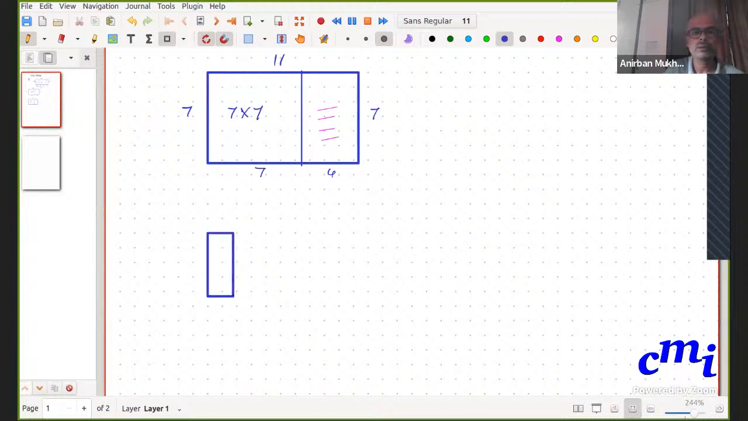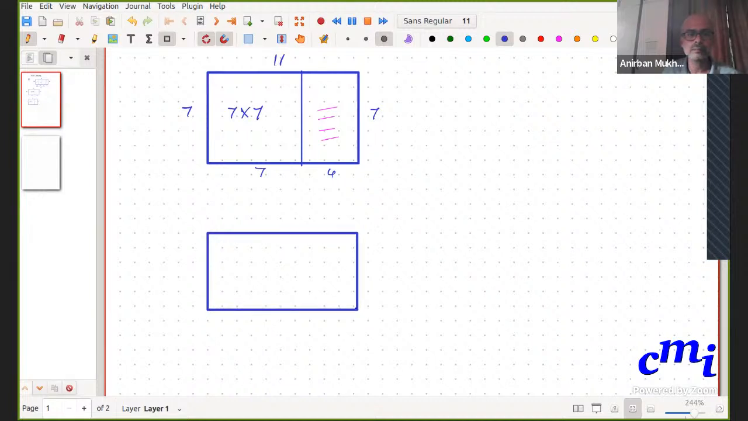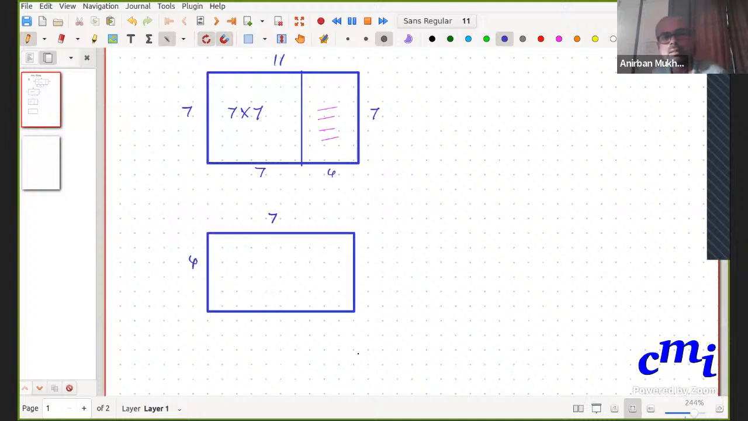So this is 4 cross 7. Slightly elongated. So, a 4 cross 7 rectangle. I'm always keeping the longer side horizontal. It doesn't matter how I do it, but this is the choice I'm making.